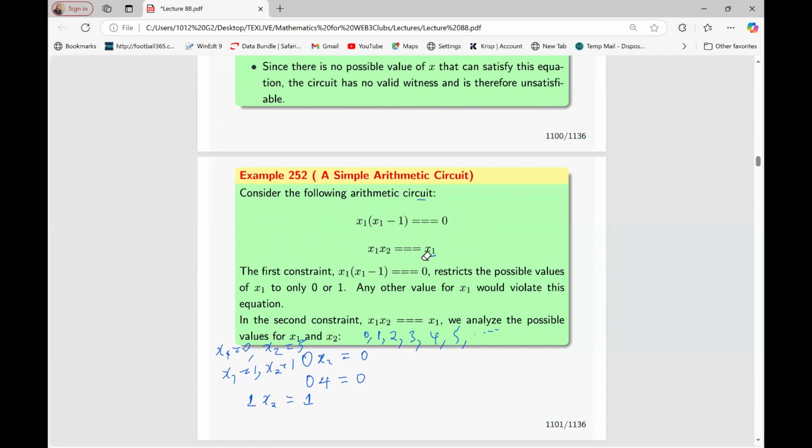So what we will then be learning is how do we come up with such circuits, because this is a circuit. Depending on the situation at hand, how do you come up with a circuit that we will then be using to verify?